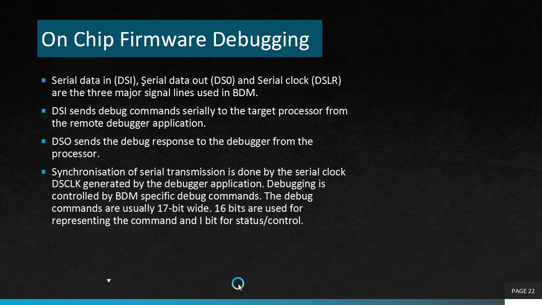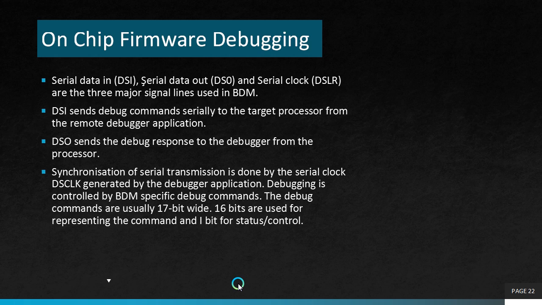Serial data in, serial data out, that is DSO, and serial clock, that is DSCLK, are the three major signal lines used in BDM. So, first one, that is DSI. It actually sends the debug commands serially to the target processor from remote debugger application. DSO, it is the response. We can say it acts as an acknowledgement. So here DSO sends the debug response to the debugger application from the processor.